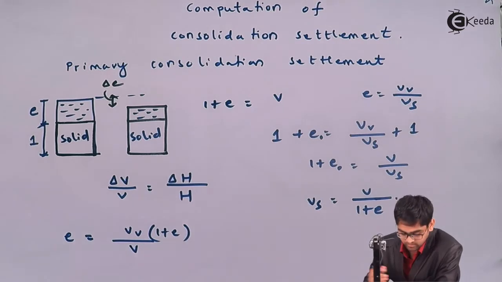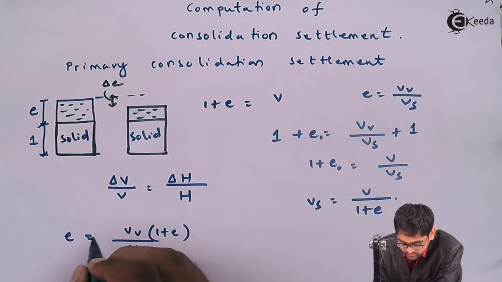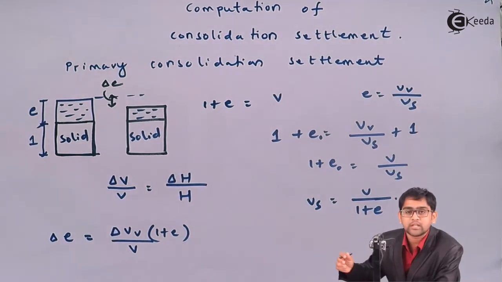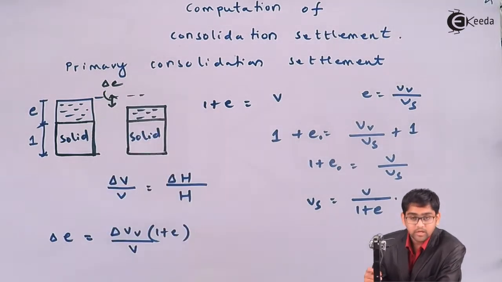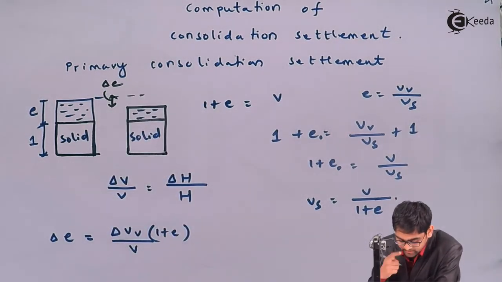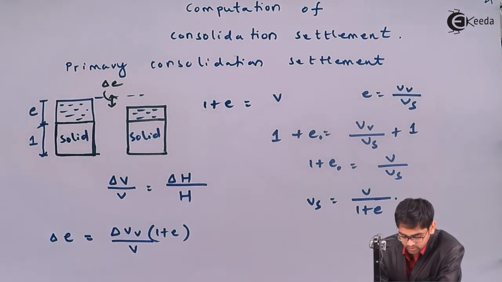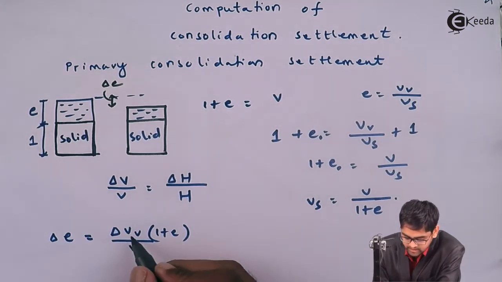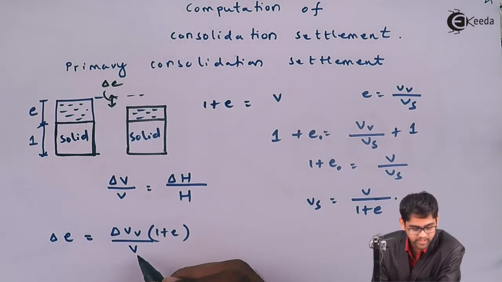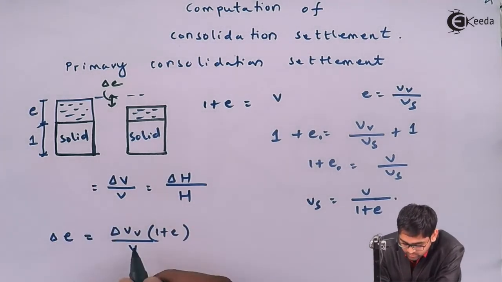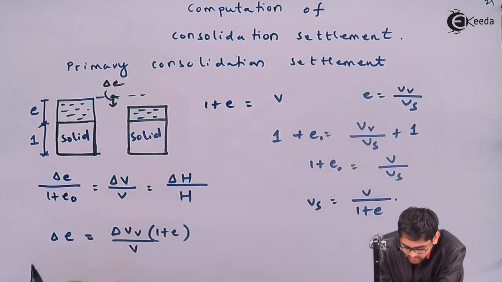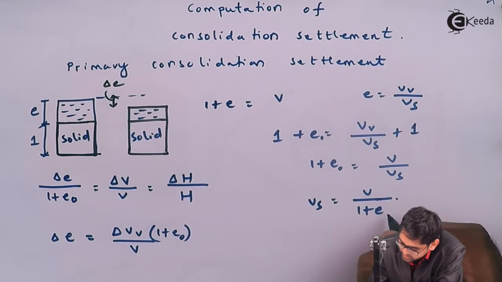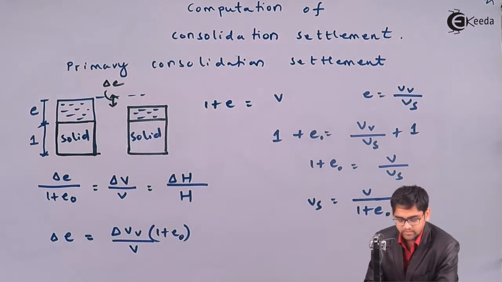But remember, whatever change in the void ratio happens, the change is happening only in the voids. There will be no change in the solid volume. So therefore, delta e will become equal to delta Vv divided by the total V. So delta Vv divided by V will become equal to delta e divided by 1 plus e naught. See here, it's 1 plus e naught. It's the initial void ratio.